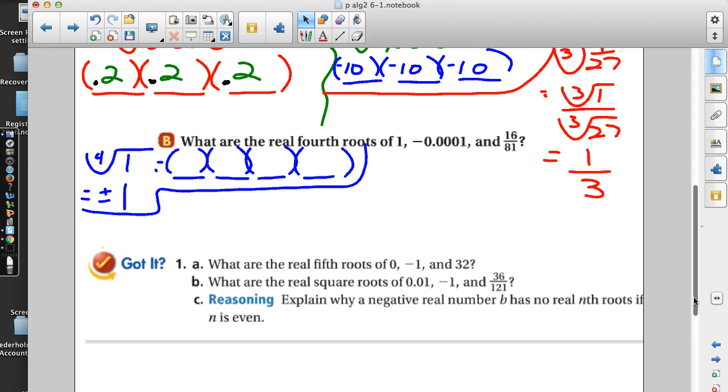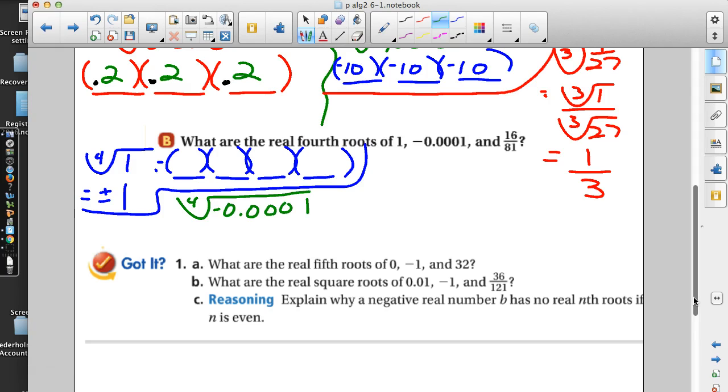Oh boy, this one looks scary. Four slots. Shelby, you shaking your head now? What's wrong with it? Can't take the 4th root of a negative number. We can't put negatives in here and get a negative. We're going to get a positive answer. We can't put positives in here and get a negative answer. It's not going to happen. So even root, negative radicand, no real solution.